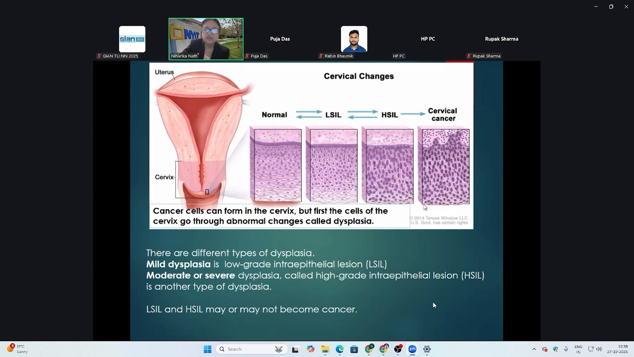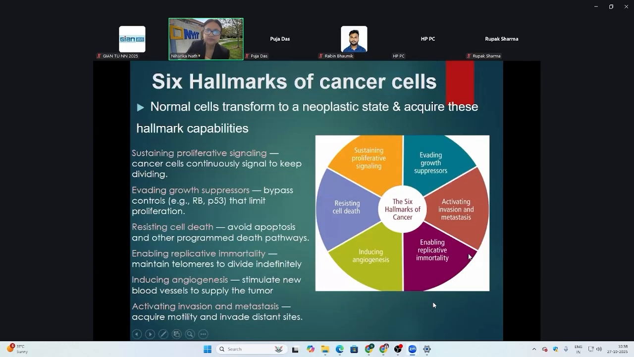So dysplasia goes from mild to severe. The cell has to acquire certain capabilities. These are called hallmark capabilities. Hallmark means that if I don't see them, then it's not cancer, but they have to be met in order for the cell to become a neoplasm. A neoplasm is like an abnormal cell.